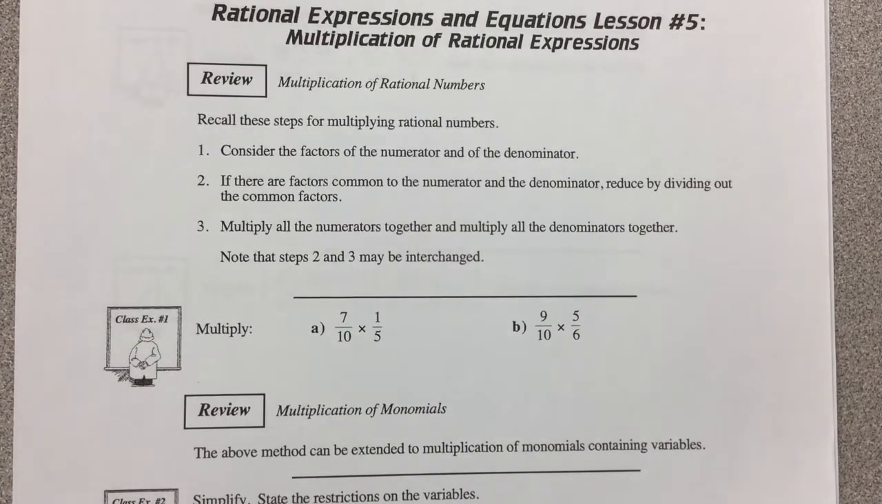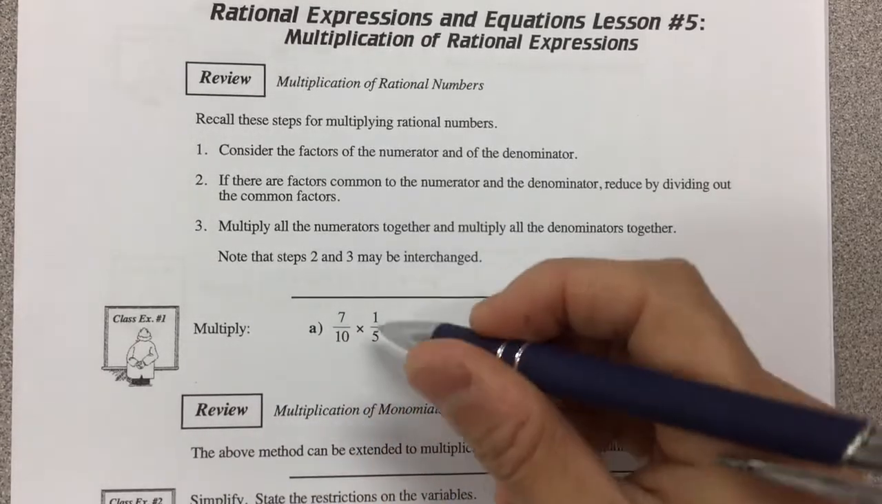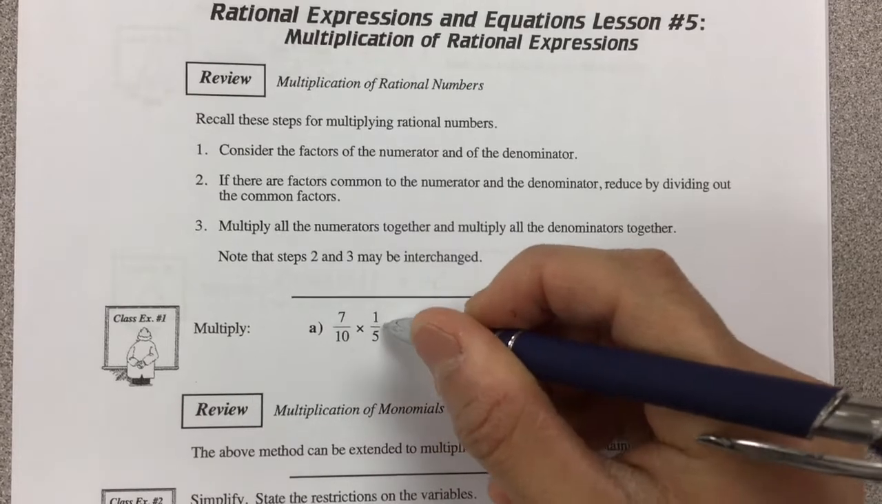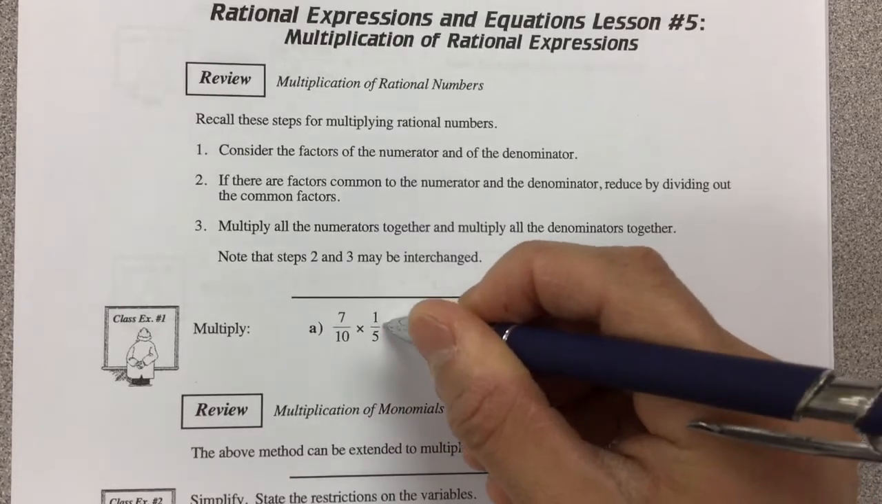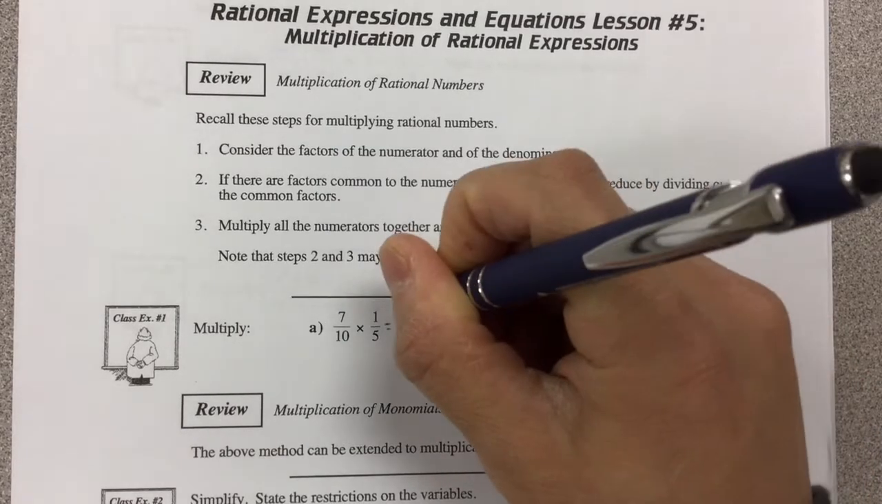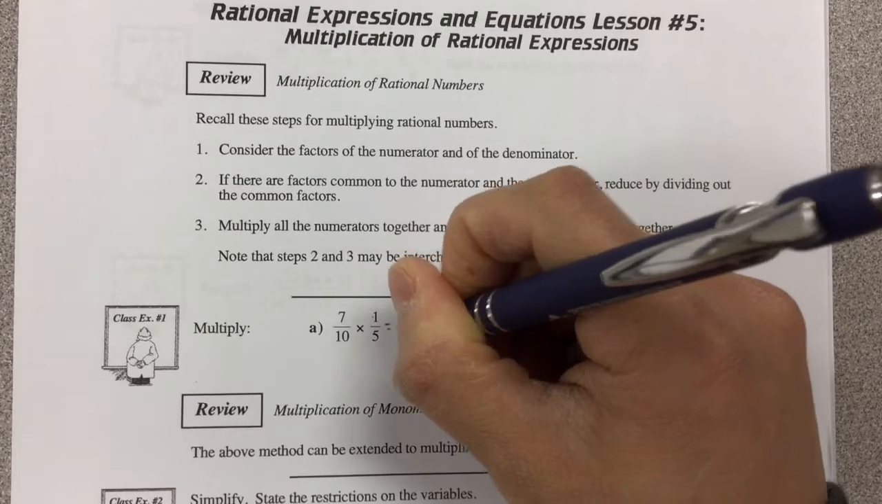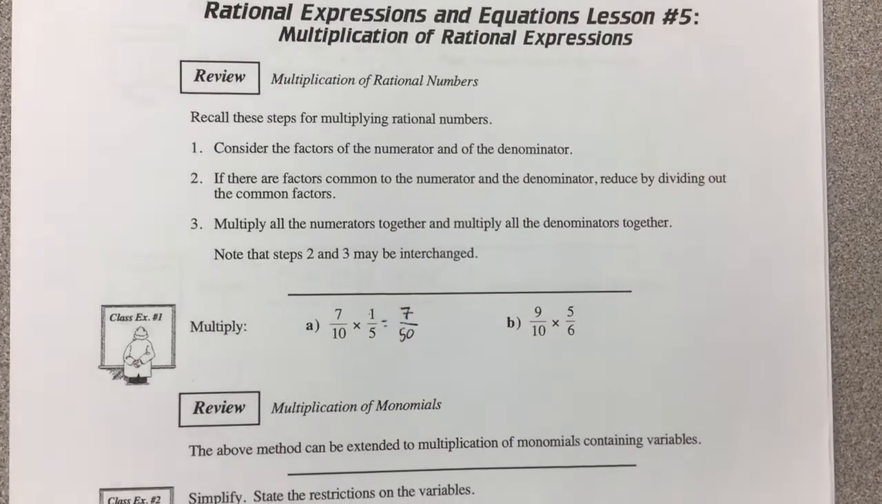Welcome to lesson number 5, where we're going to be looking at multiplication of rational expressions. So I'm going to start with class example number 1 here, where we're multiplying 7/10 by 1/5. So remember, when we're multiplying fractions, we don't need to find a common denominator. So I can multiply straight across. So 7 times 1 and 10 times 5 leave me with 7 over 50.